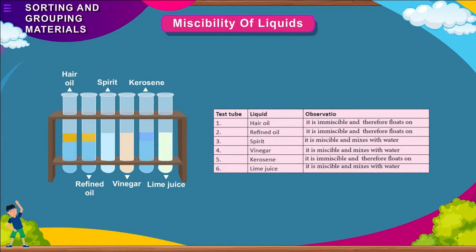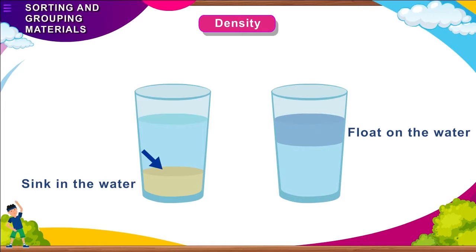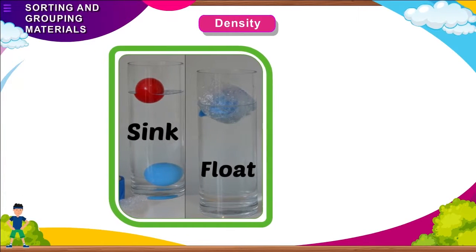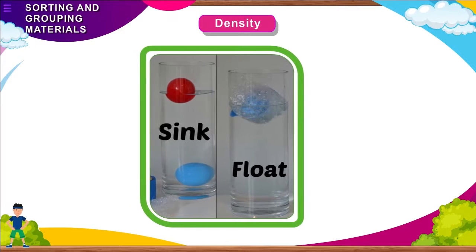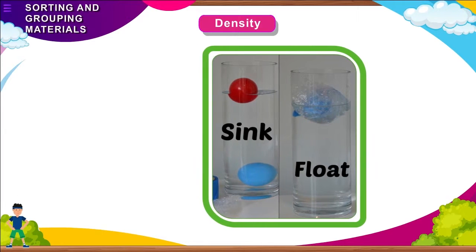Some liquids mix well with water, others do not mix and form a separate layer either above the water or below the water. Density. Liquids like some hair oils or cooking oils sink in the water, while some immiscible liquids like kerosene float on the water. If you put insoluble solids and immiscible liquids in water, some will float while some will sink down. From the observations of the given table, we see that some objects float on water while some objects sink down, because some objects are lighter than water while others are heavier.